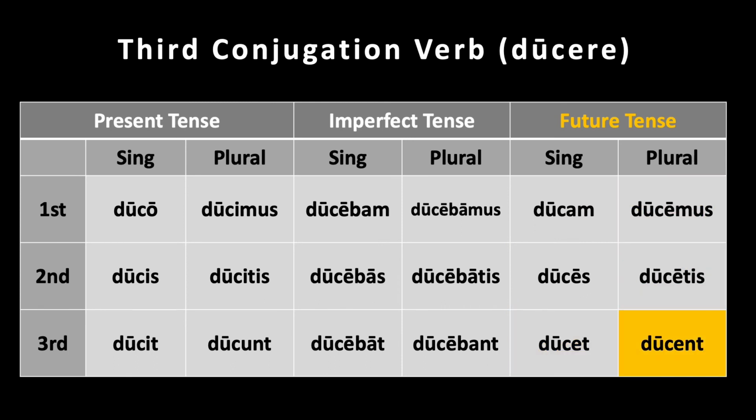Now that last form is particularly difficult because it's easy to confuse with the third person plural of the present tense, ducunt. The difference is one single letter. And we're used to seeing that UNT with bo, bis, bit, bimus, bitis, bunt. So you might be tempted to think that the present tense third person plural is actually a future tense. But the future tense form is going to end in ENT for all third conjugation verbs.